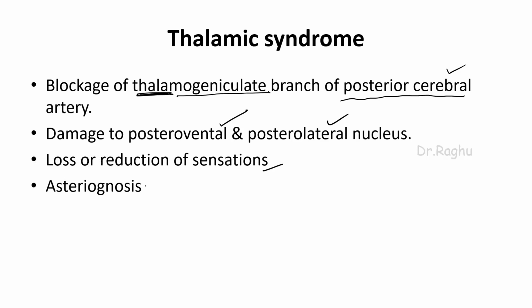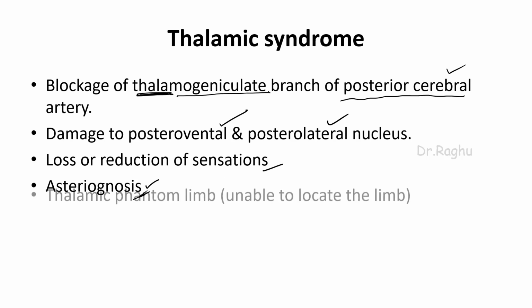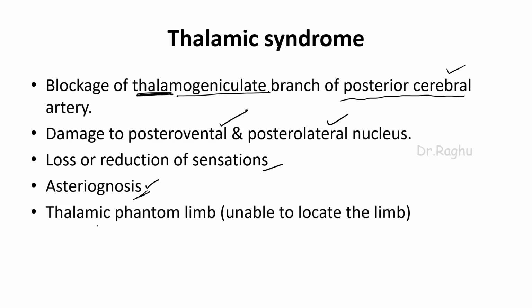There is also going to be astereognosis. I will not tell you what this is. By this time you will know what astereognosis and stereognosis are. And there is also going to be one very peculiar feature which is called thalamic phantom limb. So what is the meaning of this thalamic phantom limb? Like if I close my eyes, I can locate where my limb is. But if the person who is having this thalamic syndrome closes his eyes, he says, I don't have limbs, because he is unable to locate the limbs.